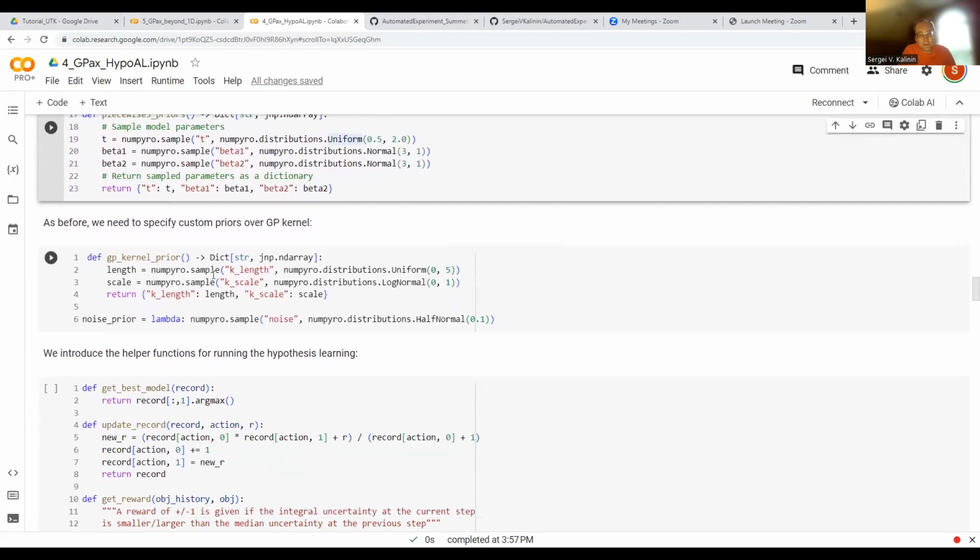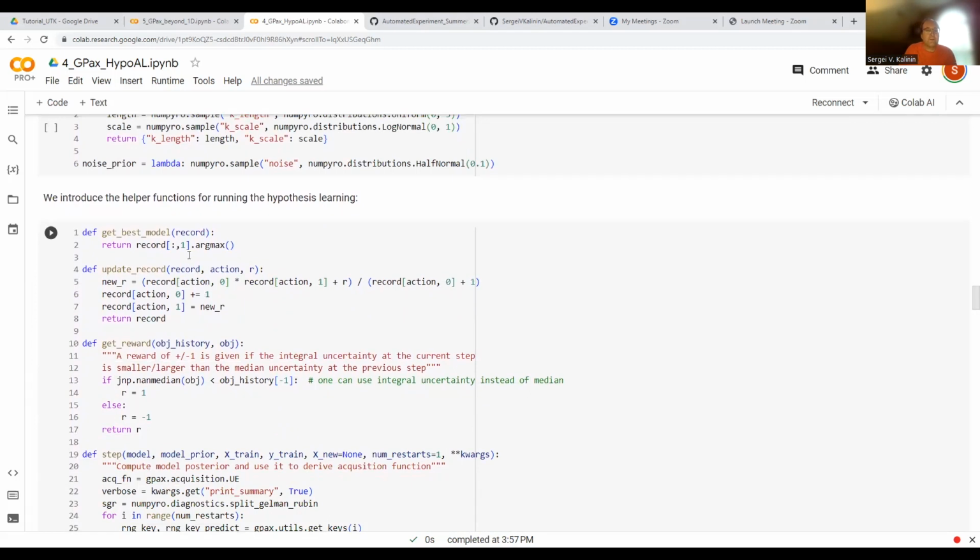As before, we also need to specify the priors over the Gaussian process kernel. If you use GPax or any other environment, there would be default versions for the kernel parameters, including length scale and the noise prior. Again, it is an exceptionally good idea to define them explicitly because these parameters really matter big time and they affect the way the algorithm is going to converge.